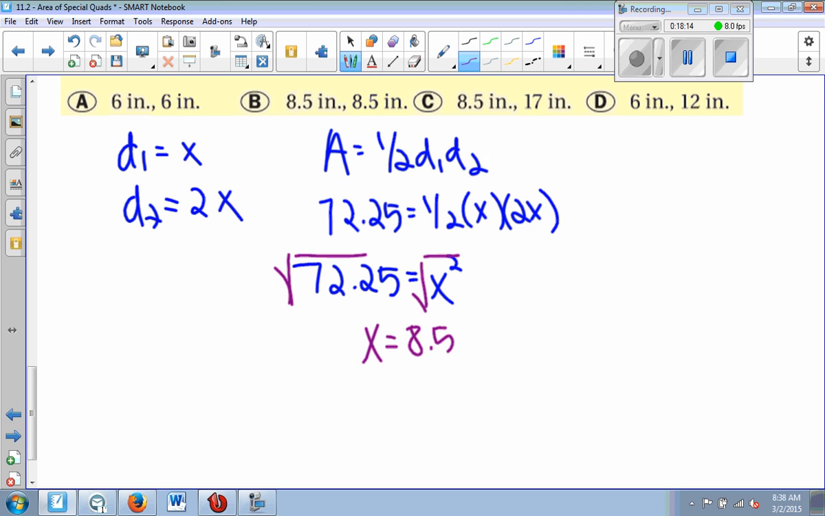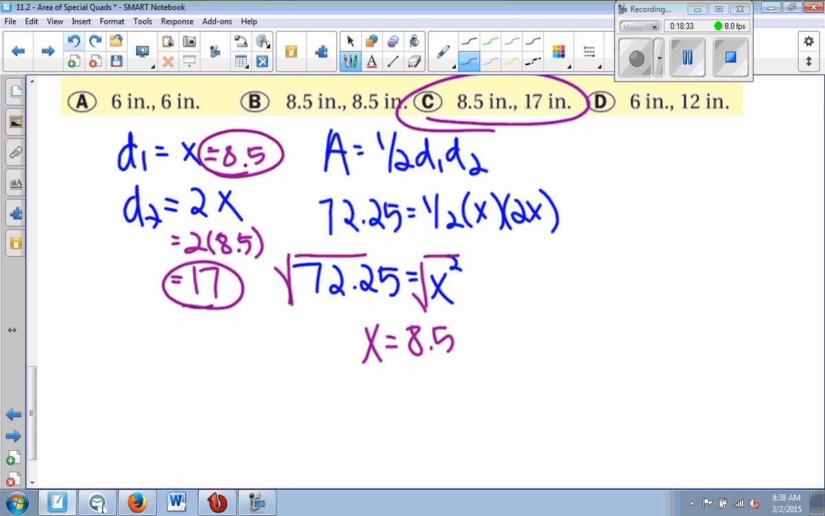So the deal is that the diagonals are not both 8.5. It's that one of them is 8.5. The other one is 2 times that. 2 times 8.5 gives me a length of 17. So I have diagonals of 8.5 and 17, which would be letter C.